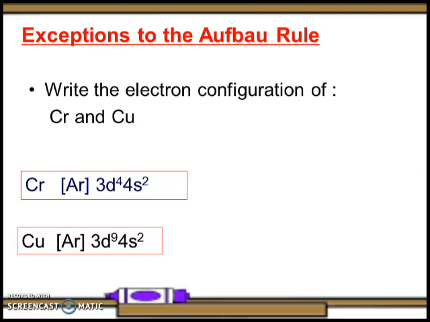If you were to continue, however, you would assign chromium and copper the following incorrect configuration. Now, there are two main exceptions to electron configuration: chromium and copper. In these cases, a completely full or half full d sublevel is more stable than a partially filled d sublevel. So an electron from the 4s orbital is excited and rises to a 3d orbital.